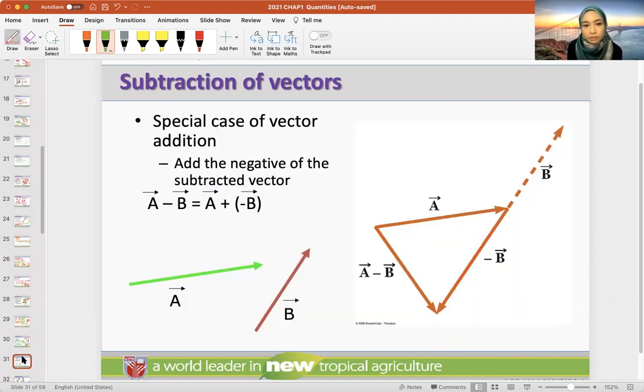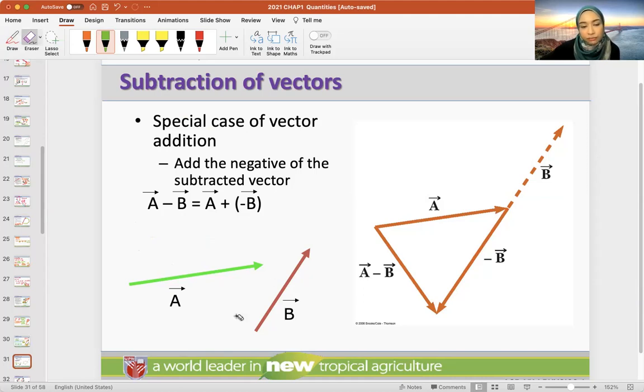Okay, what about subtraction of vectors? As I mentioned to you before, if a vector is in the opposite direction, contohnya A, we have A like this. If I draw it like this, it becomes negative A vector. Okay, sama juga dengan addition ni, it is simply flipping the direction.